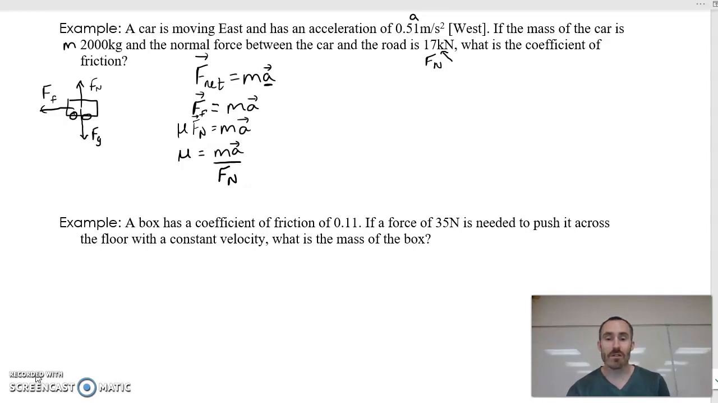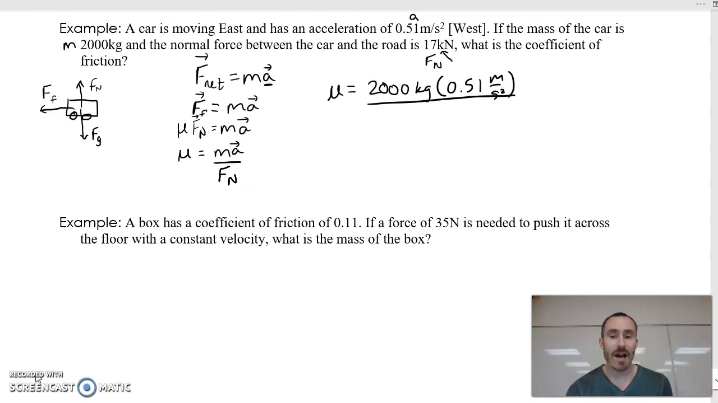So the coefficient is 2,000 kilograms times 0.51 meters per second squared divided by 17,000 newtons. We cannot use kilonewtons, so we can't have 17 on the bottom, because the force needs to be measured in newtons to get the right units on this coefficient. There are no units on the coefficient. It needs to just cancel out the newtons on the top.